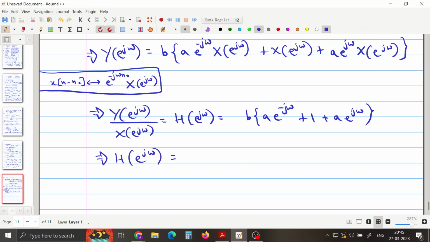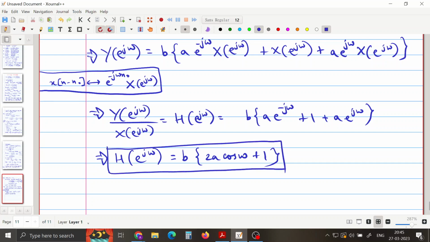So this you can pair up, right? This a e power minus j omega plus a e power j omega is nothing but 2 times a cos omega, because cos omega is e power j omega plus e power minus j omega by 2. So what you get is this. Okay, so we have indeed expressed the frequency response in terms of a and b.